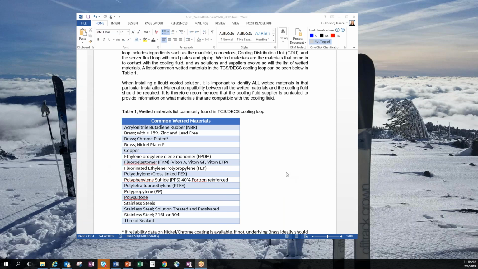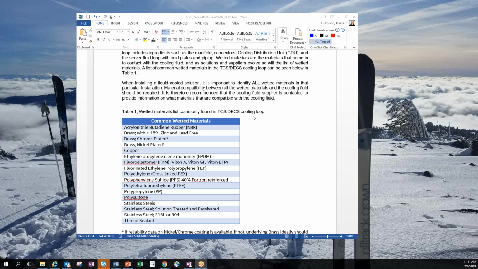That's really in order to educate the users about what wetted materials are there, and also for them to understand that all wetted materials really need to be taken into account. These are just some common wetted materials, but for each installation, you really need to determine what all the wetted materials are in order to make sure that you have material compatibility with the cooling fluid that you're using.